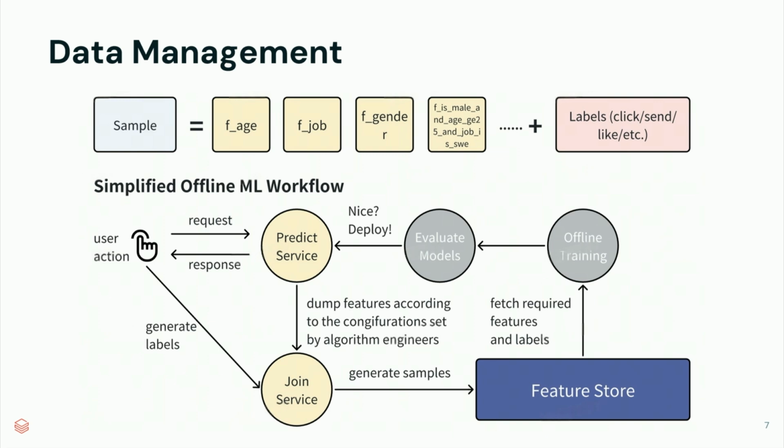After a period of accumulation, algorithm engineers will select some features and labels to train new models. And if the model is verified to be OK, it will be deployed to the online predict services. But there is actually a problem in this picture: if I want to use a new feature to train models, I have to wait for the feature store to accumulate enough samples containing this feature. The time depends on how many samples I need and the frequency of the online requests. I will talk more about this on the next page.